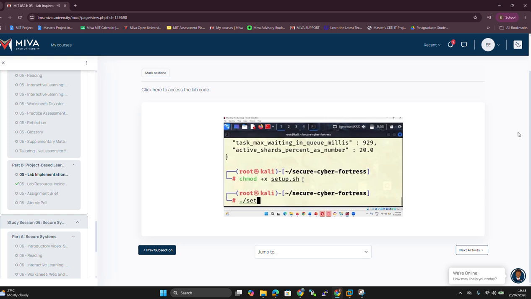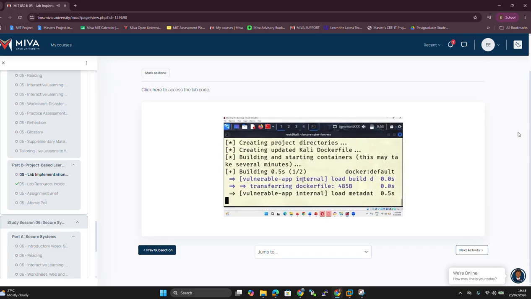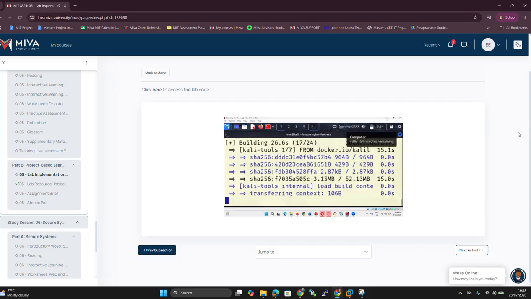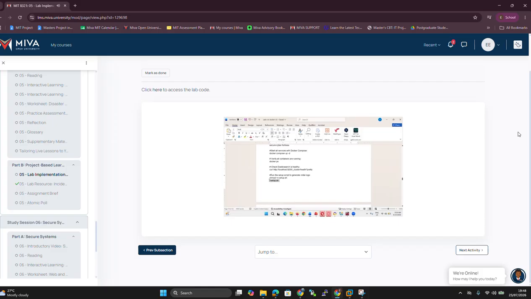Just call setup.sh. Okay, so it's performing the action that we have configured in the script to perform for us. So this is going to take a few minutes or thereabout. While this is going on, because it's going to take some time, let's explain some other things on the script.